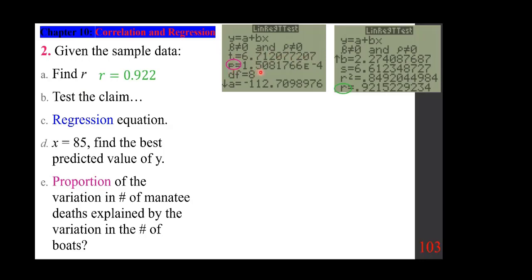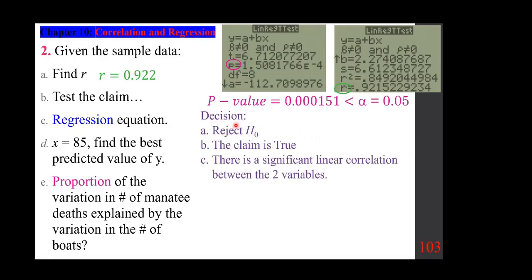So the p-value is 1.5081766 e minus 4, that means times 10 to the power of negative 4. That means this decimal must move to the left by 4 places. Therefore, your p-value becomes 0.000151, which is less than alpha of 0.05, and you reject H0. So what happens when you reject H0? You accept H1, the claim becomes true. There is a significant linear correlation between the 2 variables.